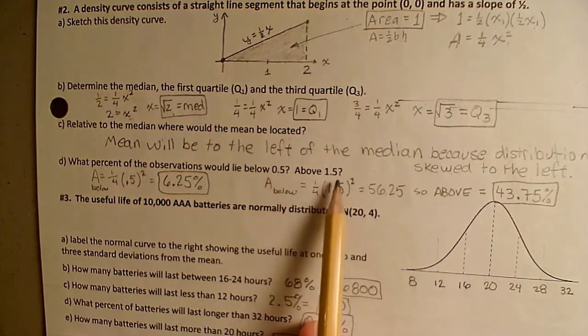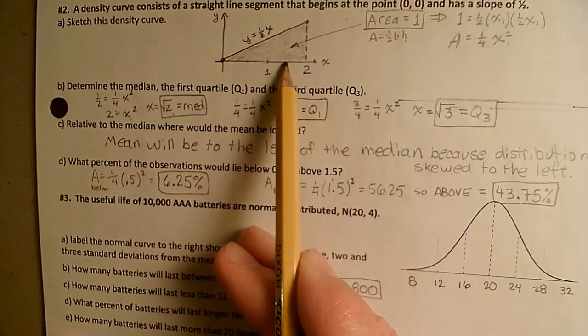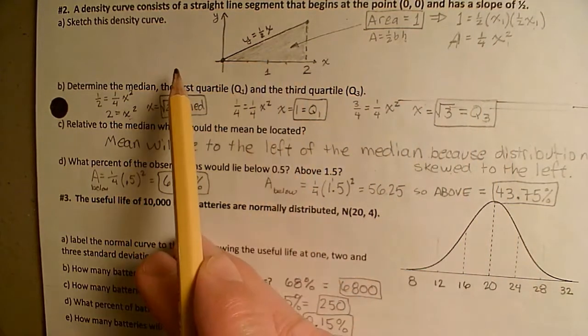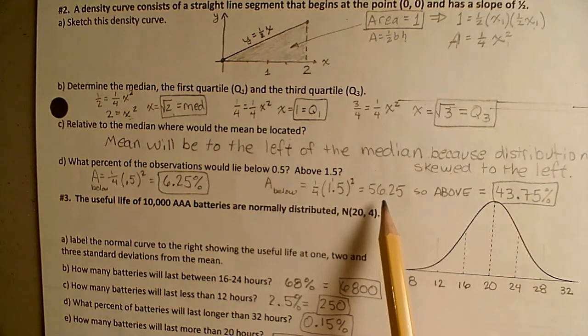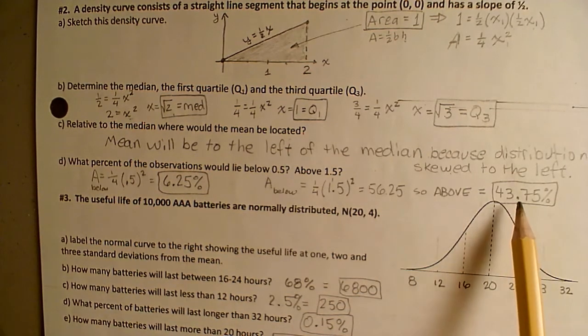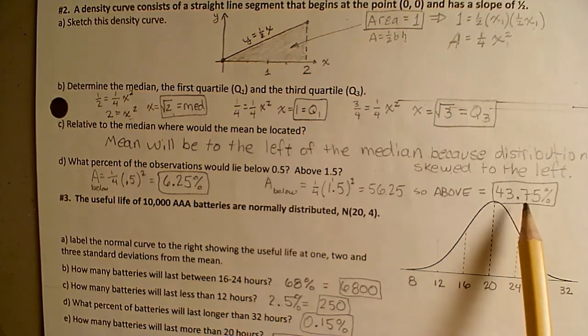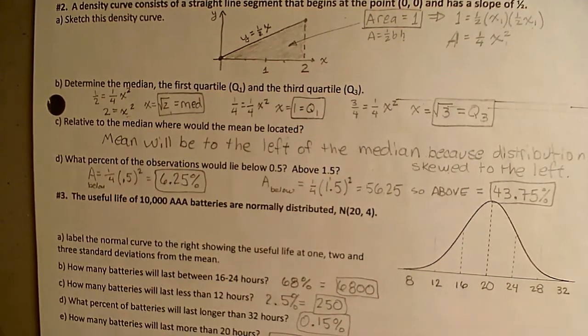And then above 1.5, so 1.5 is here. I could still use this formula to find the area to the left, and that's this percent. So we would want to just subtract that from 100, and we get the other one: 43.75% of the observations are above that, okay?